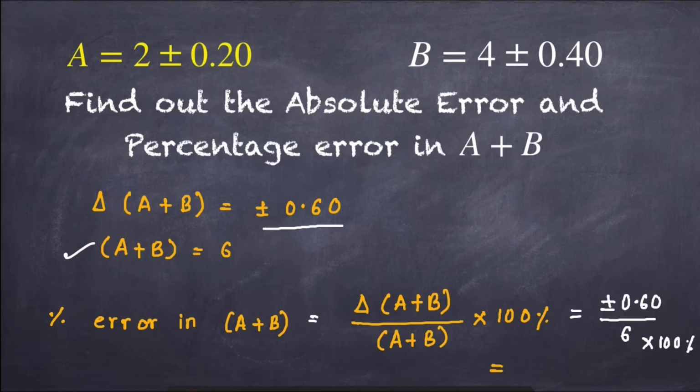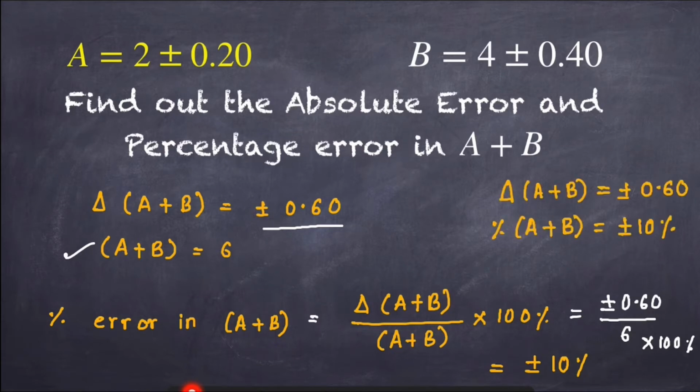So what will be the percentage error in the expression a plus b? The percentage error in the expression a plus b will be equal to plus minus 10%. So the answer to this question is: the absolute error in the expression a plus b will be equal to plus minus 0.60, and the percentage error in the expression a plus b will be equal to plus minus 10%.